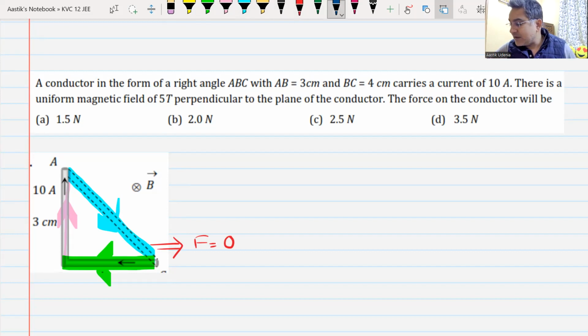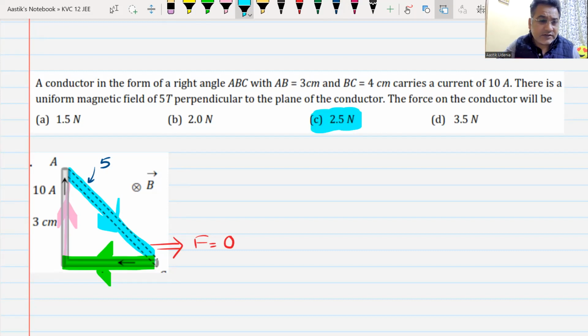The length of the blue wire is 5 centimeter. It is easier to find out the force on this wire. I into B into L into sine of 90. That will give you the answer as 2.5 Newton. The magnitude of the force will be the same. The direction of force on the other two wires, the sum of the force would be opposite to this wire. And therefore the answer is 2.5 Newton.